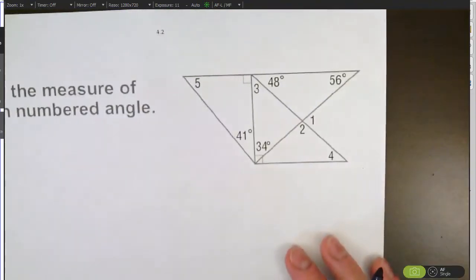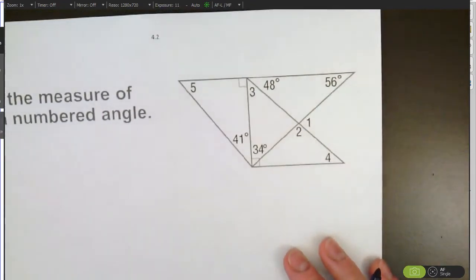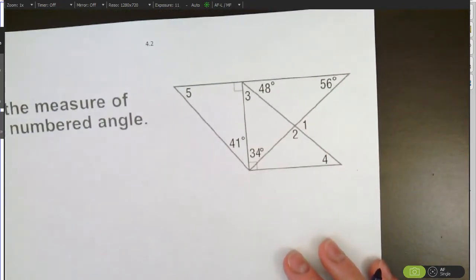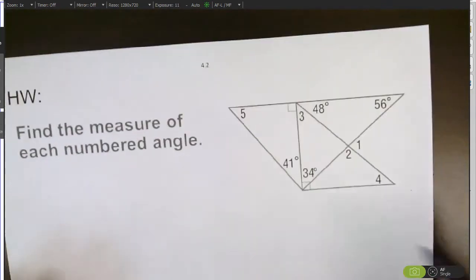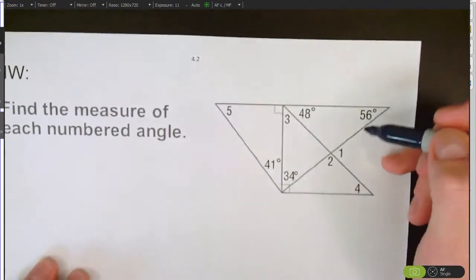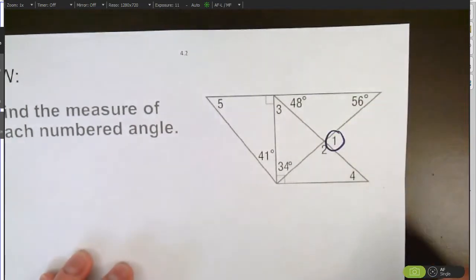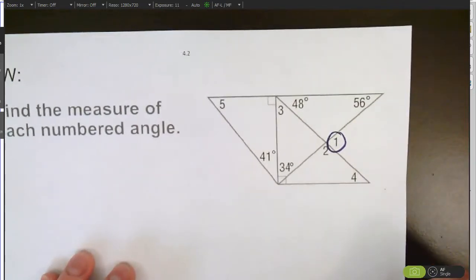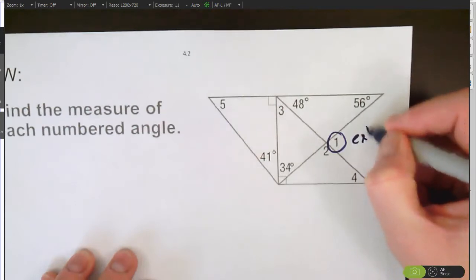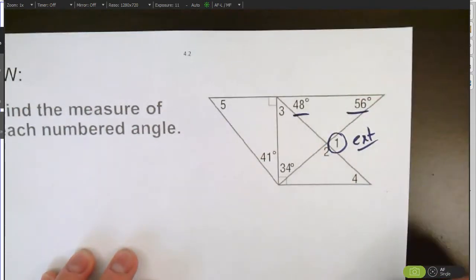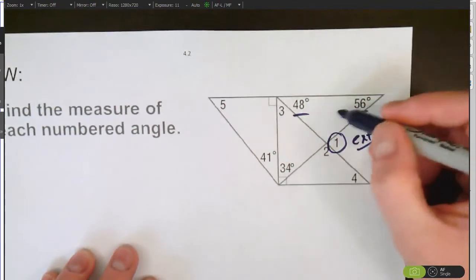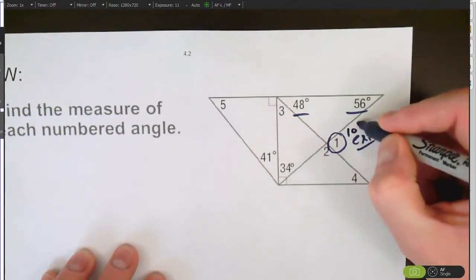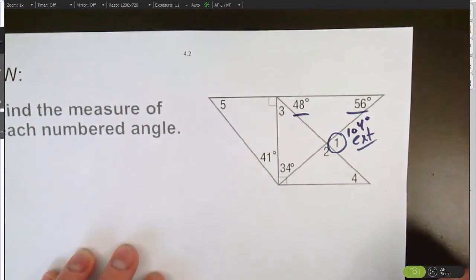Okay. Next was the homework problem. You're supposed to figure out those missing angles in that problem. Let's see here. First of all, angle 1. Okay, you might look at that and go, I have no idea what's going on with angle 1. But angle 1 is an exterior angle. These are the two remote interior angles. So 48 plus 56 ends up being then 90 plus 14, so 104. So angle 1 is 104.